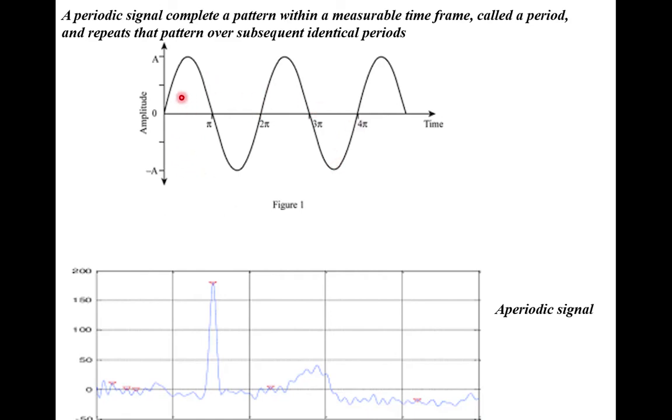If the same pattern is not repeated in the same time interval, then this is called a non-periodic signal. For example, here you can see this is one pattern, the next pattern is this one, and the next is this one. So the pattern is changing. This is called an aperiodic signal.